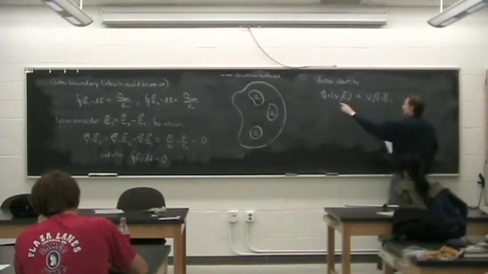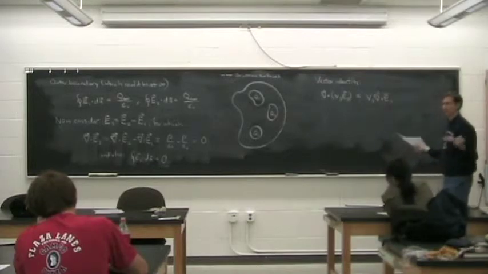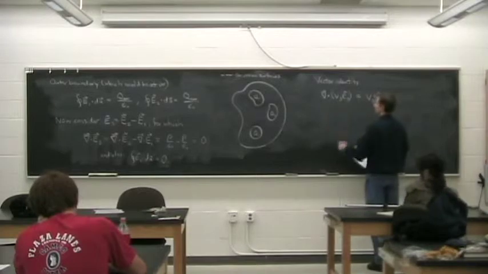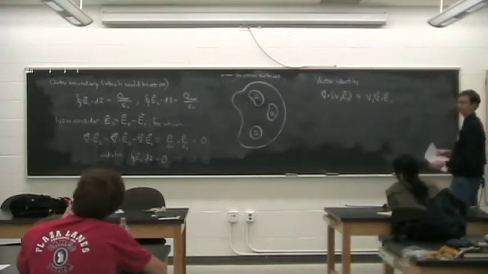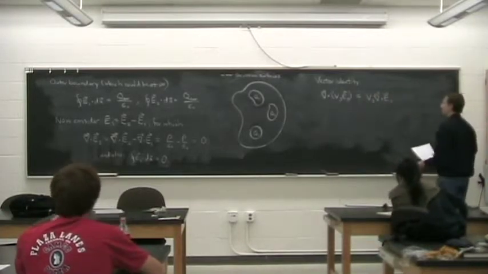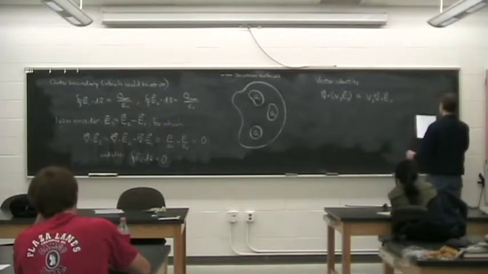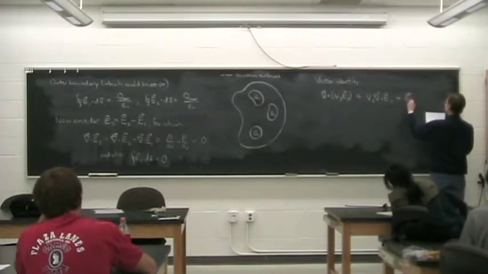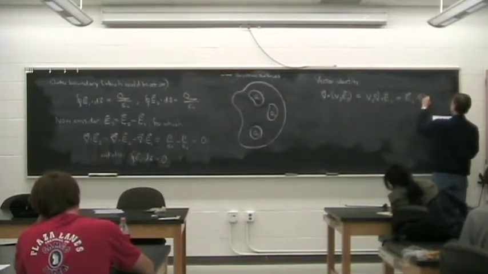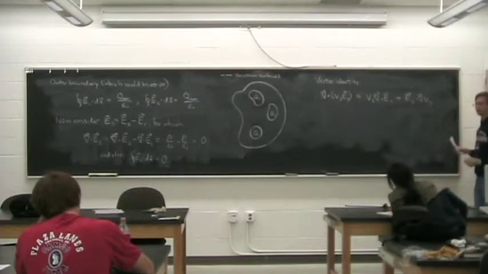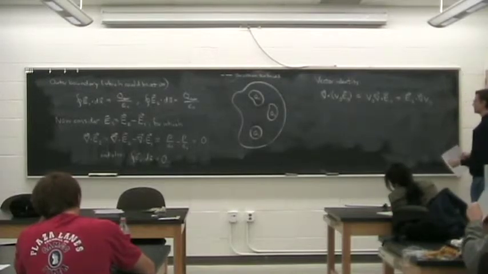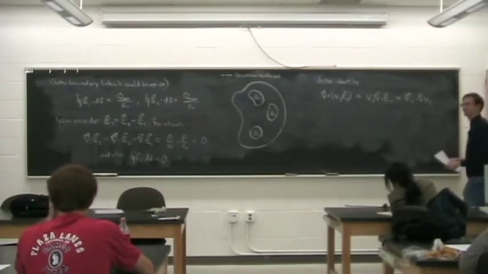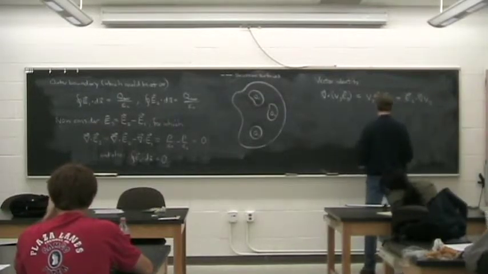The identity is true for an arbitrary scalar function and vector function, and we'll apply it specifically with the scalar being the potential associated with the electric field E3. So div V3 E3 is V3 div E3 plus E3 dot grad V3.